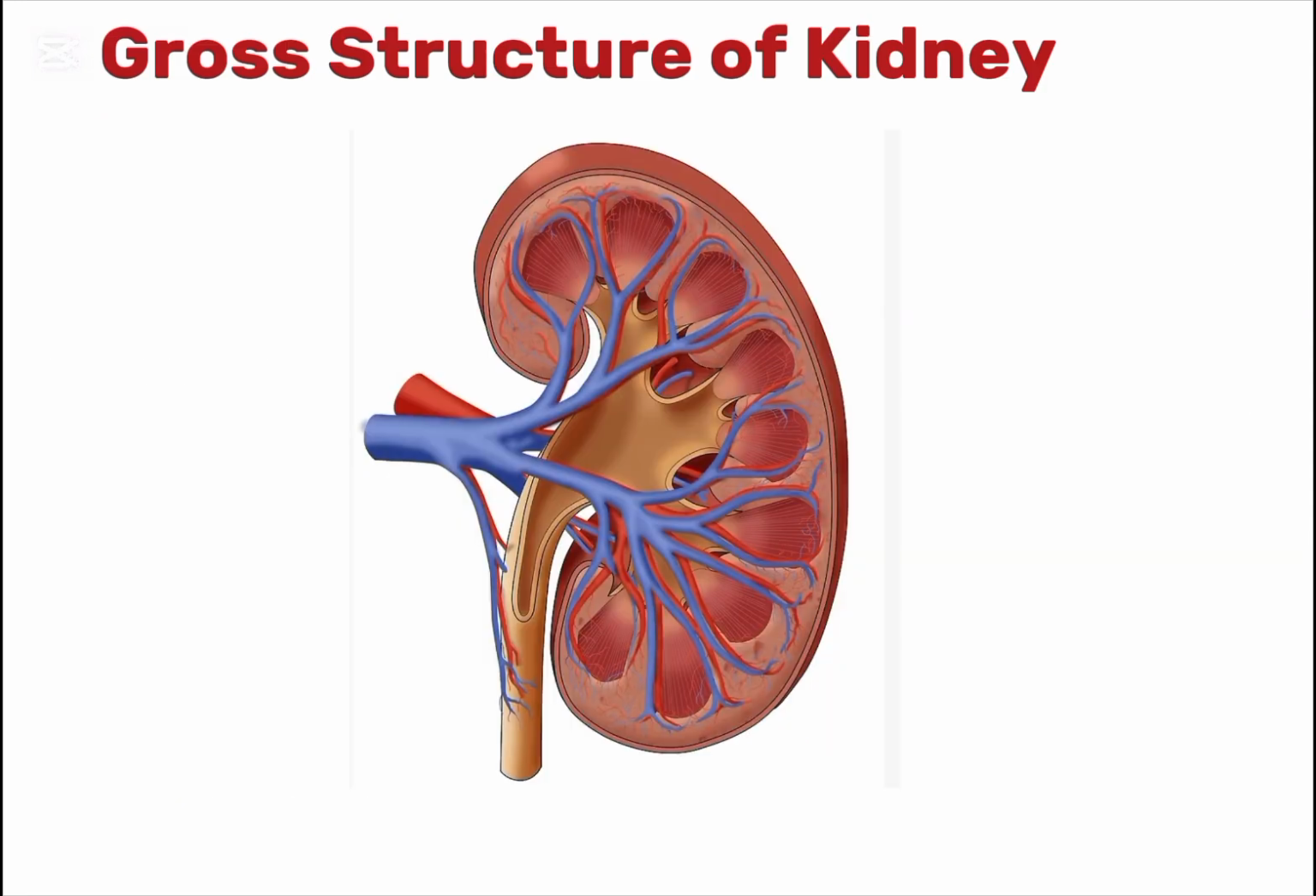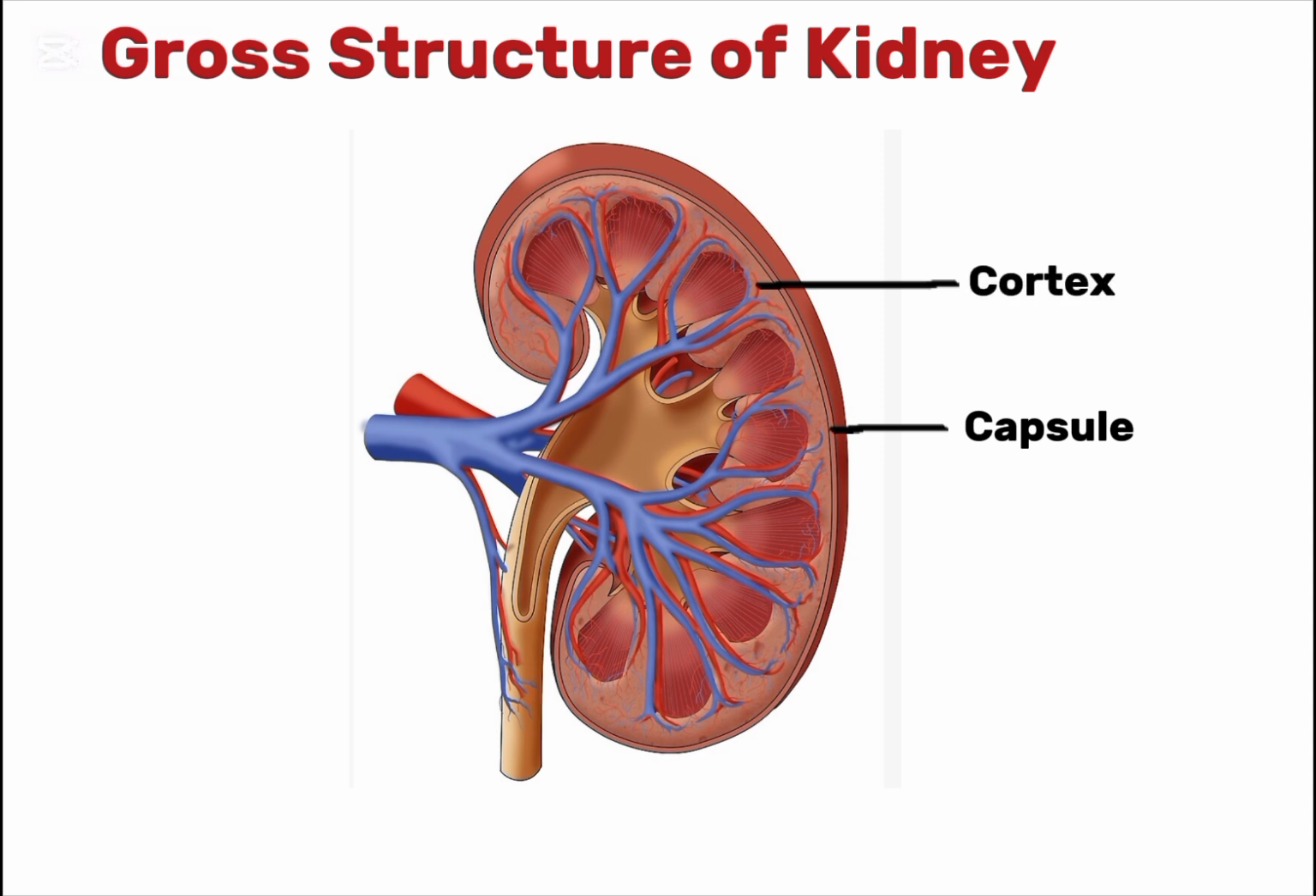Gross structure of a kidney. Gross structure means any structure which can be seen with the naked eye. So we will discuss those structures of a kidney which can be seen with the naked eye. We find three layers of tissues when we see the longitudinal cross-sectional part of a kidney. These three layers are an outer fibrous capsule that surrounds the kidney.